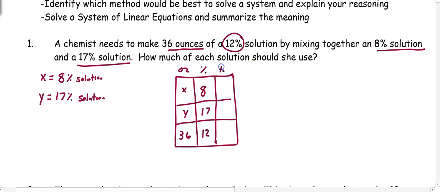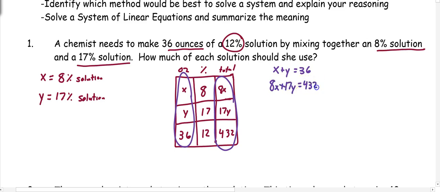To get our last row, which is the total, we multiply across. So we have 8 times x, which is 8x, 17 times y, which is 17y, and 12 times 36, which is 432. We're going to use the first column and the last column as our system of equations. So we have x plus y equals 36, and 8x plus 17y equals 432. Now we can decide which method to use.